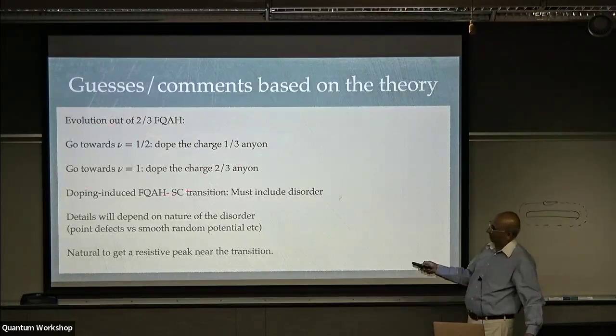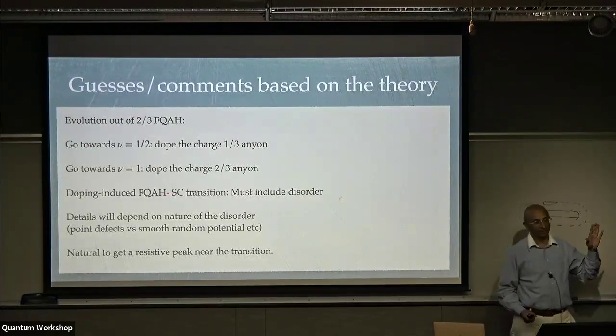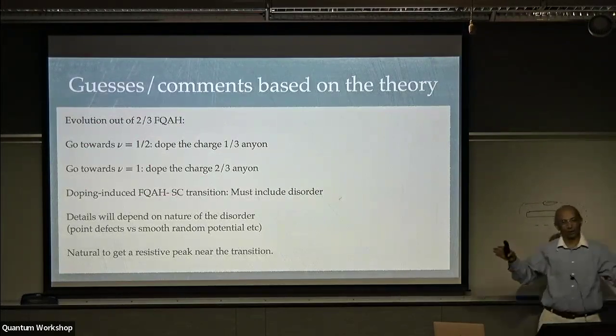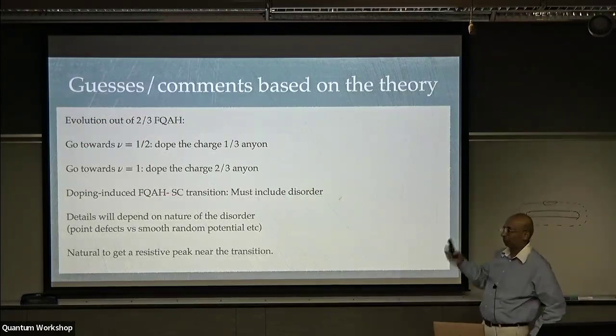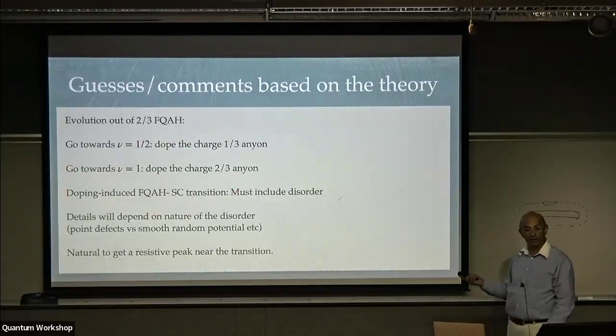The second guess is that as you go towards nu equals 1 on the other side, the cheapest excitation that may be available to dope is the charge 2/3 anyon, right? There's no reason why the same anyon is the one that has to enter on either side of particle and hole doping. So this is the story. Then one can potentially explain why you get a superconductor on one side and not on the other side.